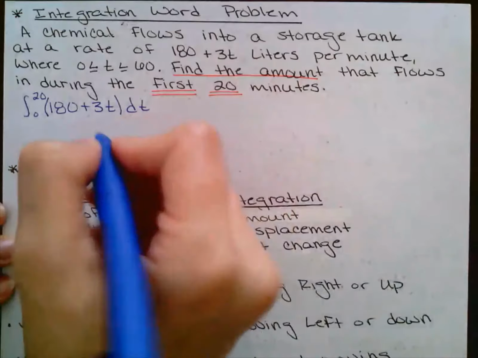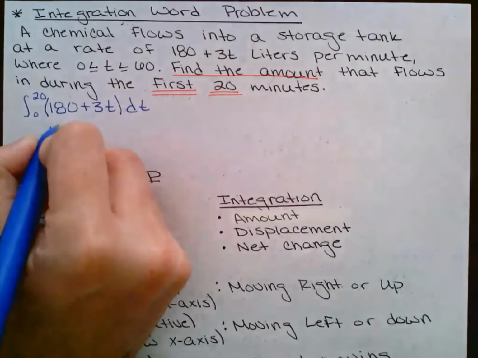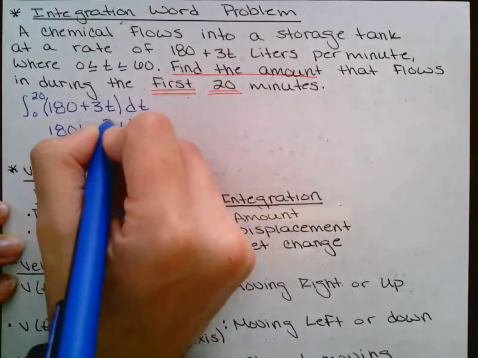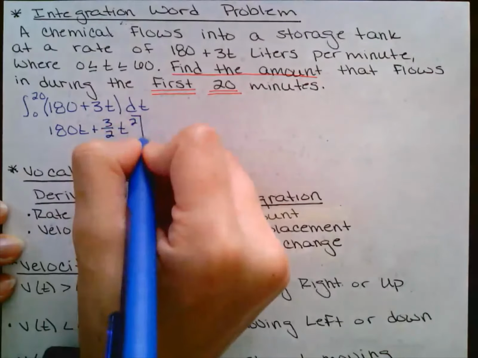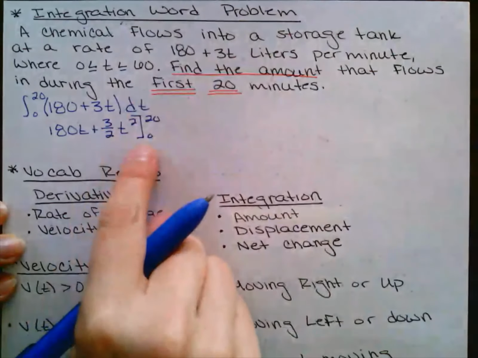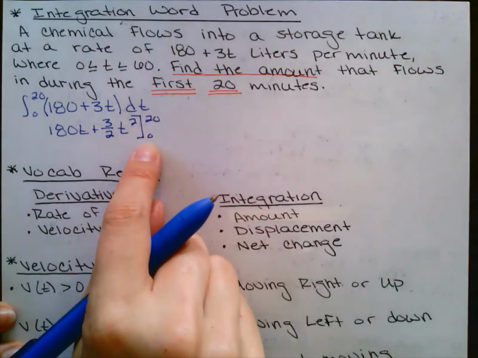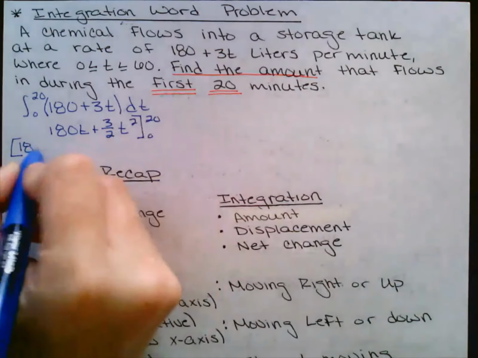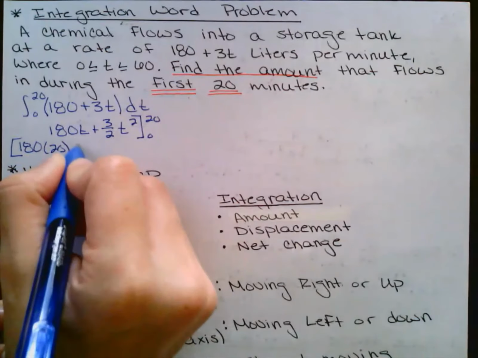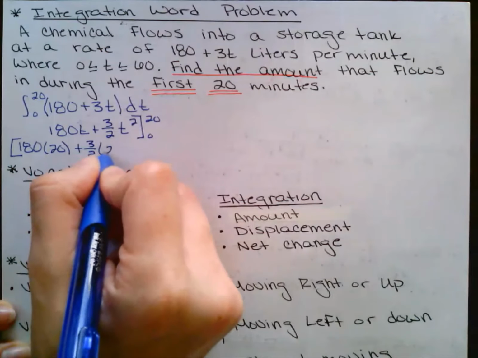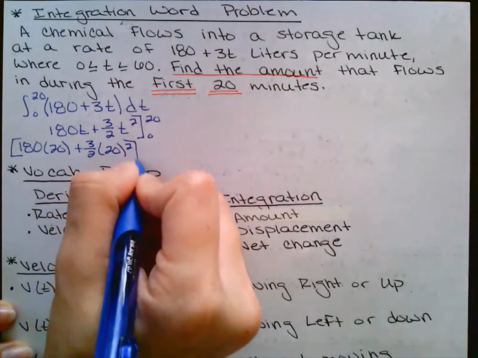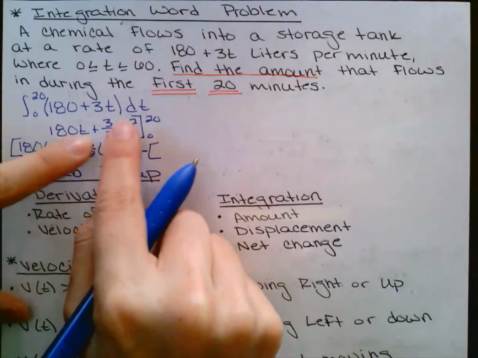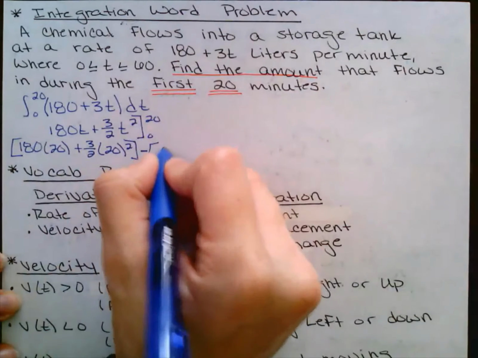Next step is do my antiderivative. So I have 180t plus, this was a t to the first, so it becomes a t squared. And now I divide by my new exponent. And I'm going from 0 to 20. It's always a nice day when that bottom number is 0. It's going to make my work nice and easy. So I'm going to have my function at b minus my function. If I plug 0 into this t and 0 into this t, it's going to cancel all of this out, and this will all equal 0.